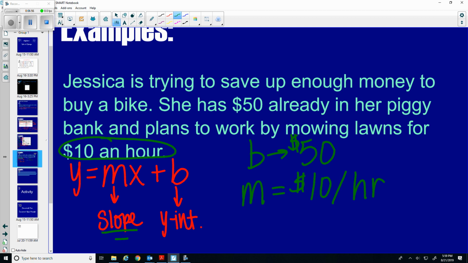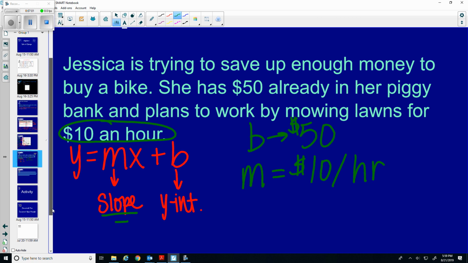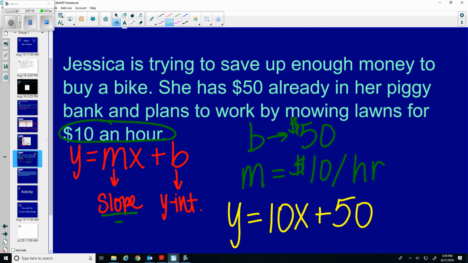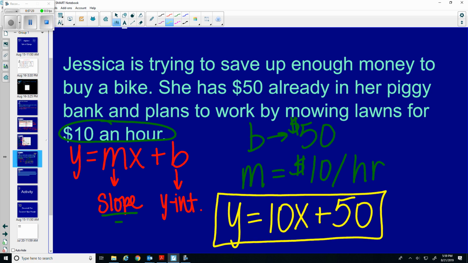But when I write my equation, I don't really need to know units. Okay, so now when I write my equation, exact same thing as yesterday. So I have y equals, my slope, we said was 10. I keep my x in plus. And my y-intercept, what she already had, was 50. And there's my equation. Okay, I know some of us might be like, what? Okay, I'm going to do another one. One more.